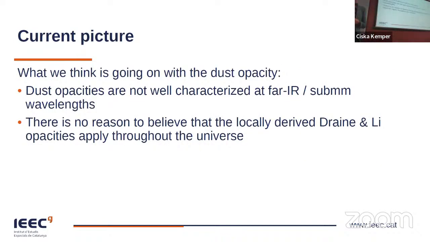So, coming up to the end of the talk, what is the current picture that we have now? This is very much work still in progress, but what I think is going on with the dust opacity is that dust opacities are not well characterized at far infrared submillimeter wavelengths. And there is no reason to believe that the locally derived Draine and Li opacities or other locally derived opacities apply throughout the universe, right?